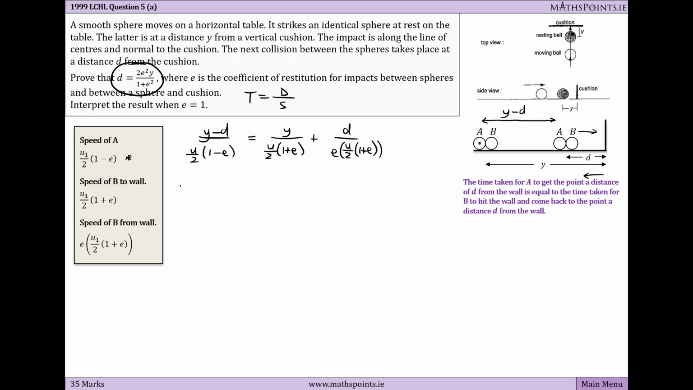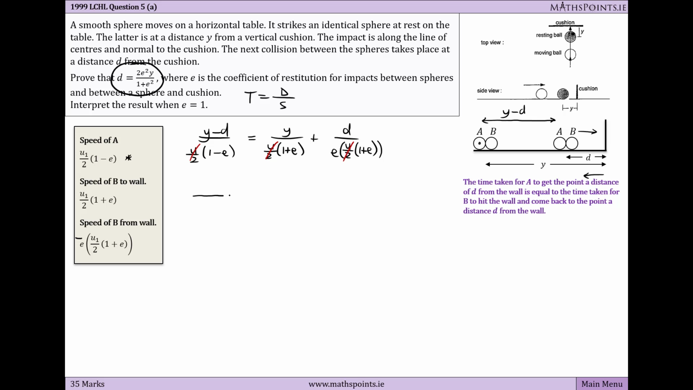Now, I know that the actual velocity of B from the wall is minus e, because it's now moving to the left, but because we're looking for a time, which is just distance over the speed, the magnitude of the speed is plus e on u over 2 on 1 plus e. At this stage we could multiply across by u over 2 to cancel all of those. And then I'm going to find a common denominator.